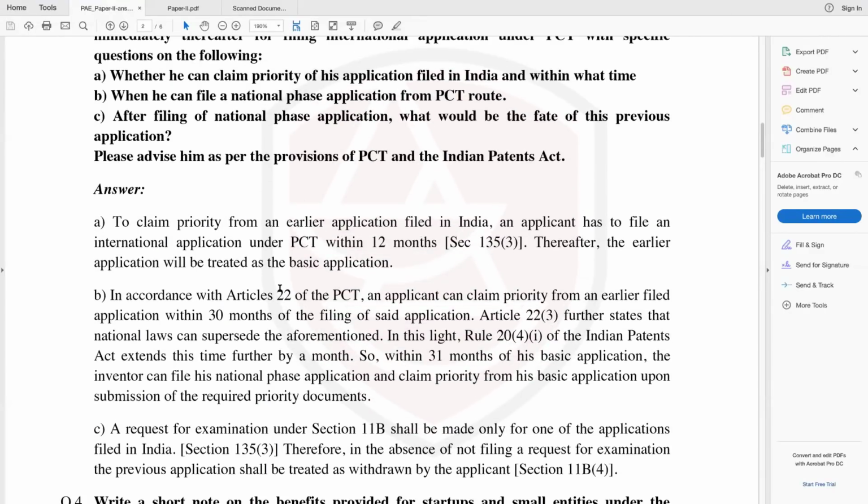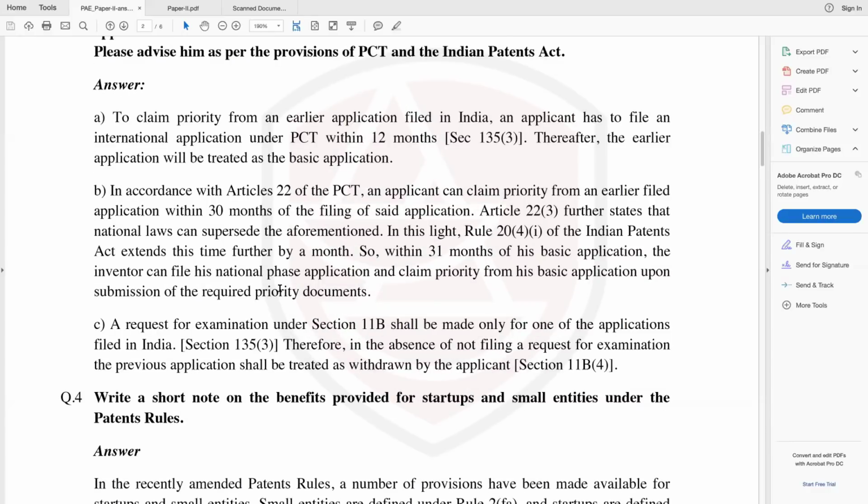Yes. So the answer that is expected is a request for examination under Section 11B made for one of the applications filed in India. Therefore, in the absence of filing a request for examination, the previous application, so they are asking for the previous application, shall be treated as withdrawn by the applicant. So this is under Section 11B subsection 4.